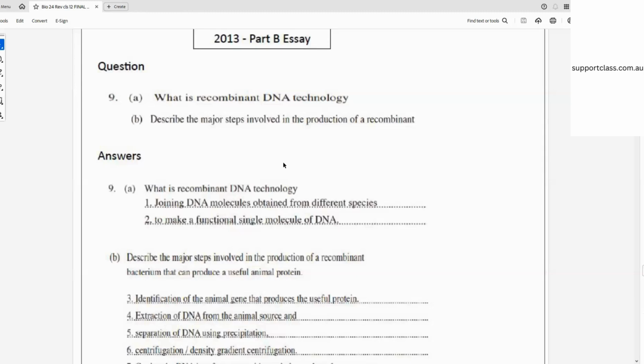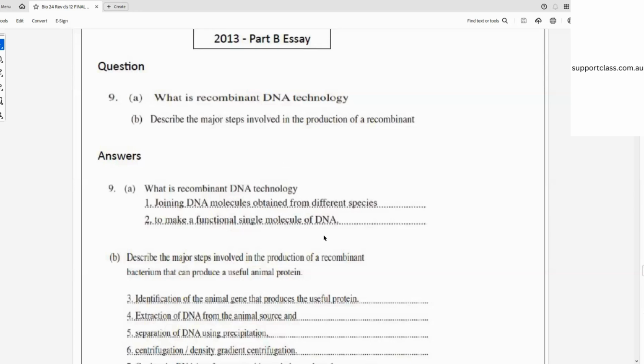So two DNA molecules come from not just different sources of course, but it has to be from two different species. Otherwise, it won't become recombinant, right? So look at that. Joining DNA molecules obtained from different species. That is the first part of the answer. The second part is, both together make a functional single DNA molecule, right?